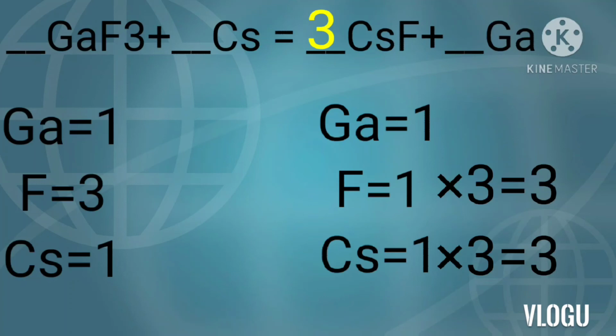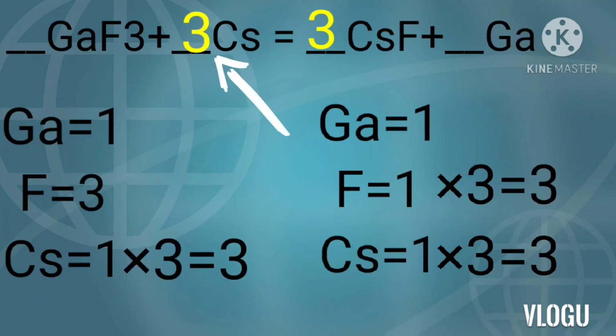Now fix cesium 1 on the left. To make it 3, let's multiply it by 3. Cesium 1 times 3 equals 3. See how easy? We made it equal again.